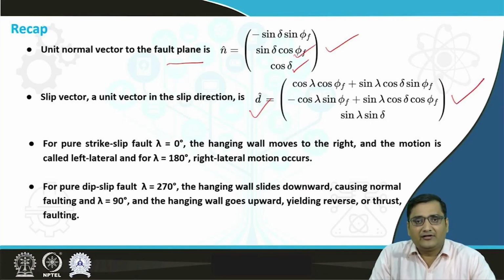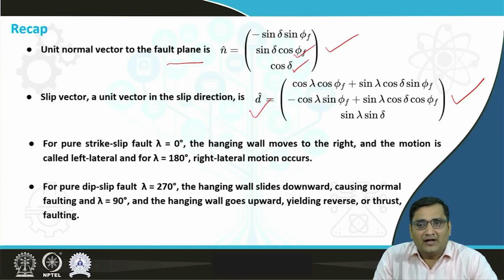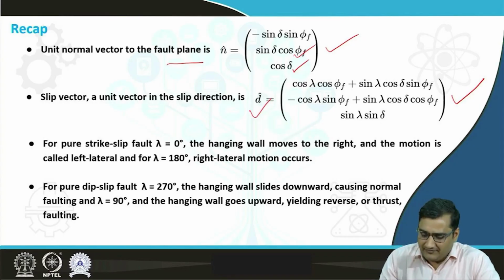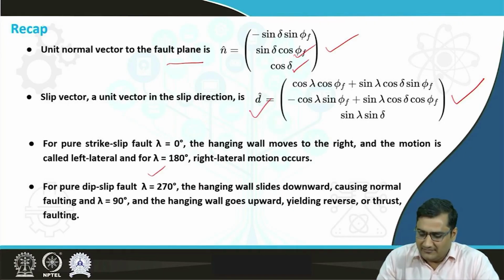And in case we are talking about the fault geometry, where you have the dip angle, slip angle and the strike angle, then pure strike slip faults, as we have discussed, are of 2 types. One is the left lateral strike slip fault, another is the right lateral strike slip fault. In case of a pure right lateral strike slip fault, lambda will be 180 degrees, and in case of a left lateral strike slip fault, lambda will be 0 degrees.